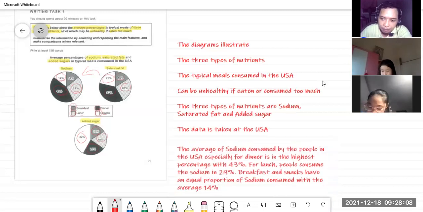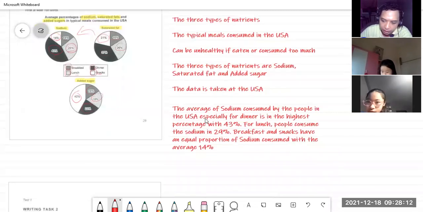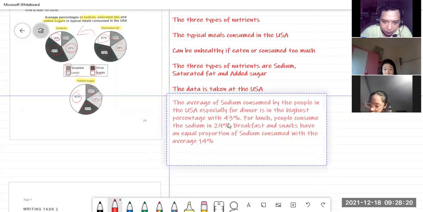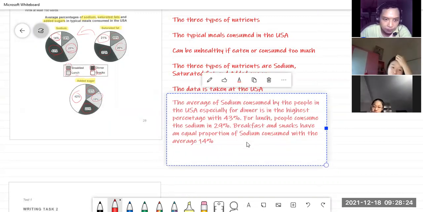So this is the example of how you can explain the chart. So we have explained the average of sodium consumed by the people in the USA. Okay, so this is the example. Do you understand how? Yes.